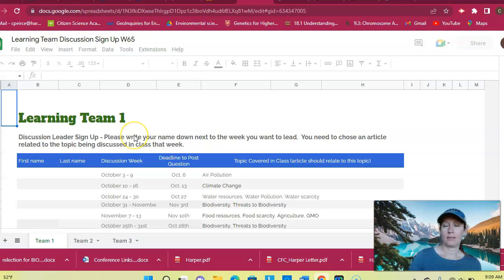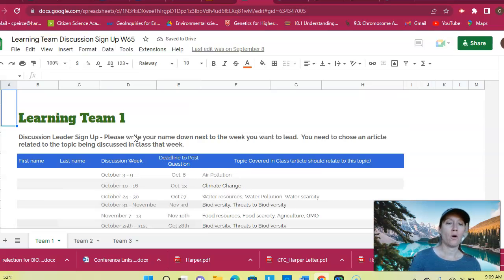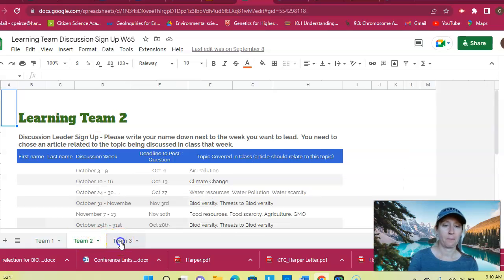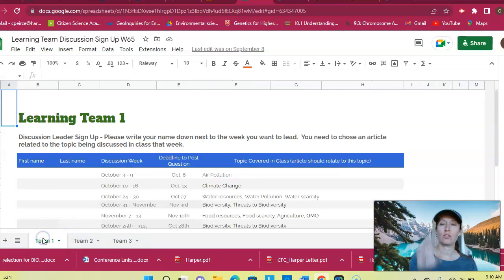please keep in mind that, remember, you are one of 3 different learning teams. You're either team 1, team 2, or team 3. Those are your discussion groups. I call them learning teams just because I like to be different. Please check to see what your team is, and you're going to need to sign up under your team's sheet. So learning team 1 is here. Here's team 2. Here's team 3. It's all the same thing, but it's specific to your group.